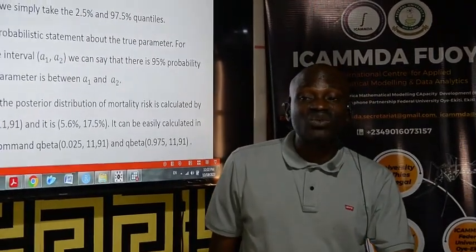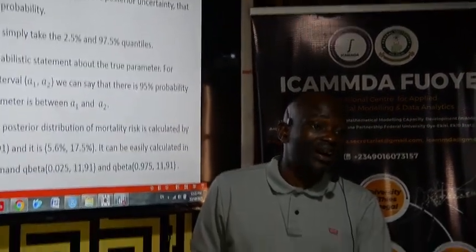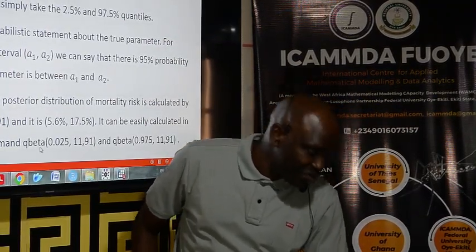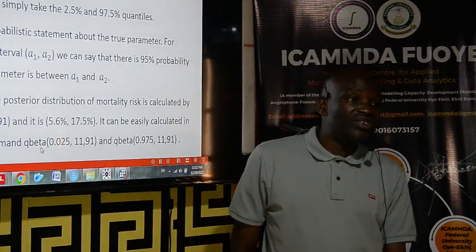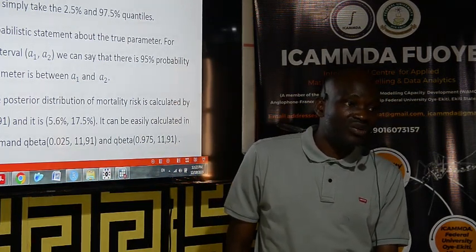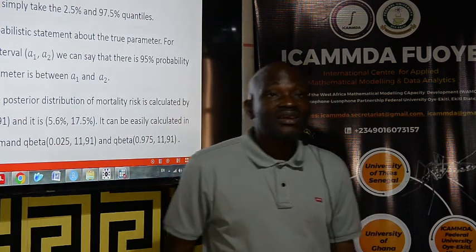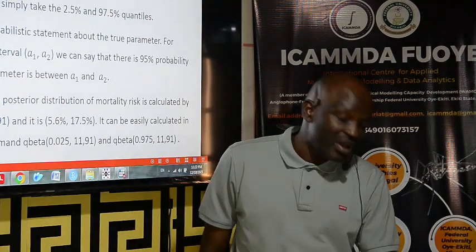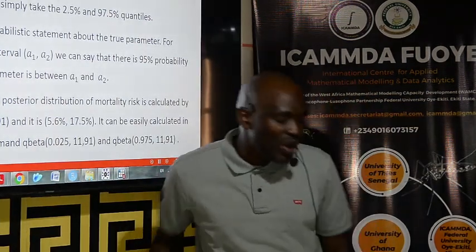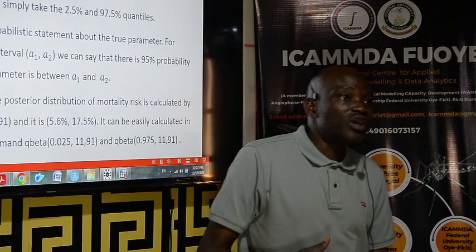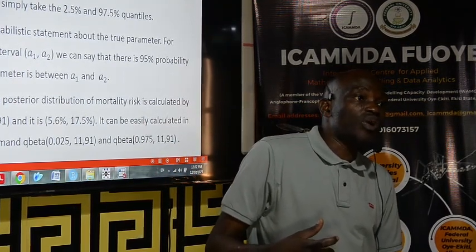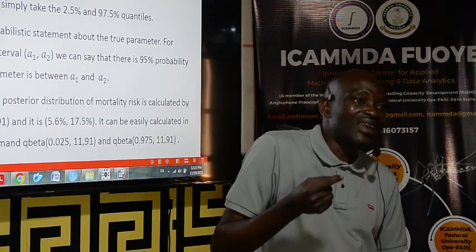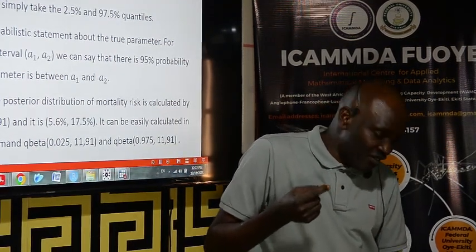If we check this with R, what you just need to do is say qbeta. I even give it here: you give the quantile 0.025, then 11 for A and 91 for B. You can get that from here. So what we are saying here is that we have 95% probability that the true mortality risk will lie between 5.6%.